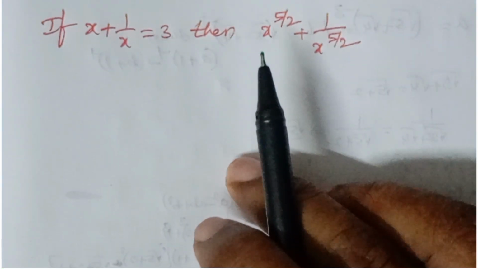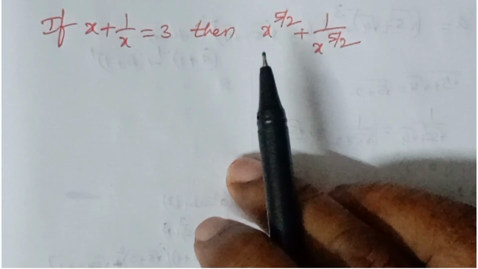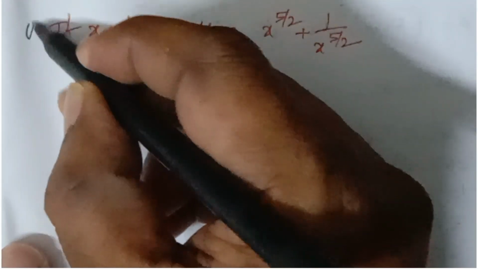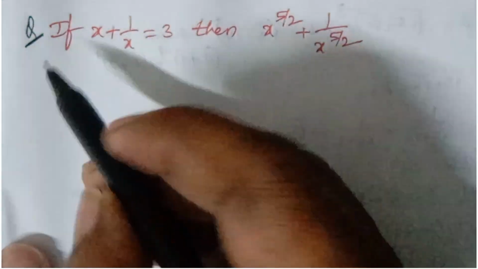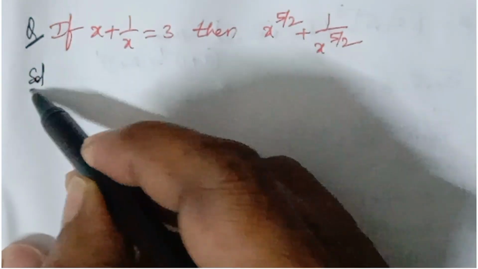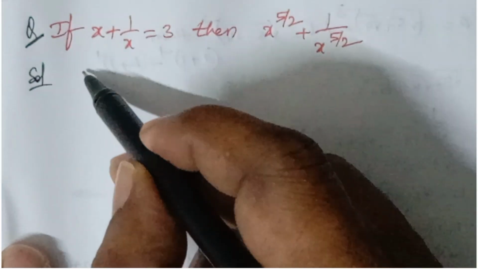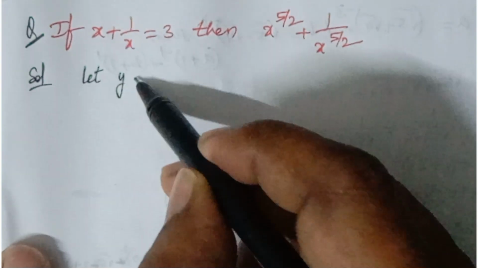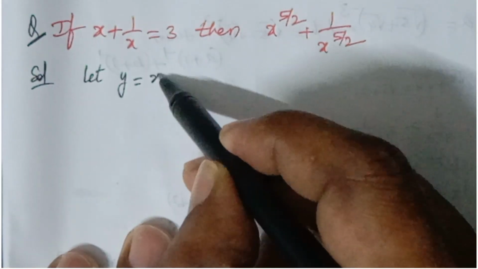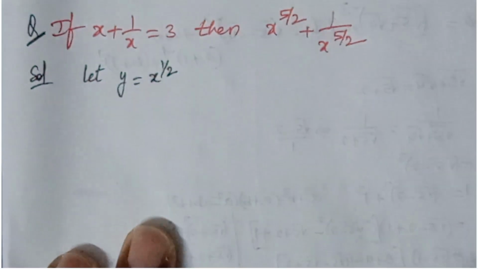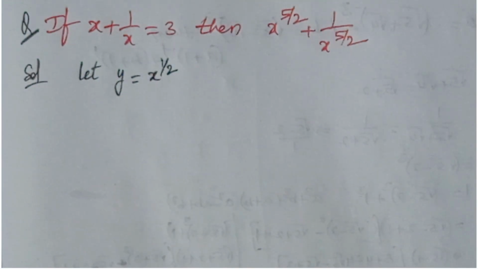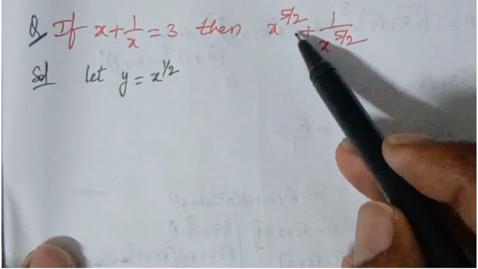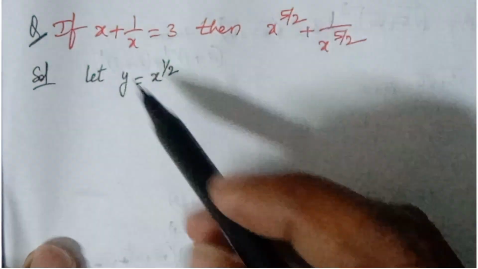So here you have seen many problems of this type. In this one, some logic is there, that's why this problem is selected. The logic is, first of all you have to take let y is equal to x to the power of 1 by 2. Y is equal to x to the power of 1 by 2. So that here 1 by 2 is given, you can get the values.